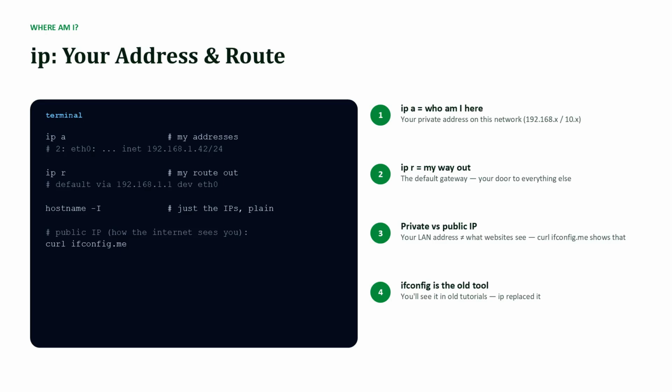Important distinction: that private address is not what the internet sees. Your public IP is revealed by curl ifconfig.me. A first taste of curl, more in a minute. And when old tutorials say ifconfig, that's the retired ancestor. ip replaced it, but knowing the name helps you read old answers.